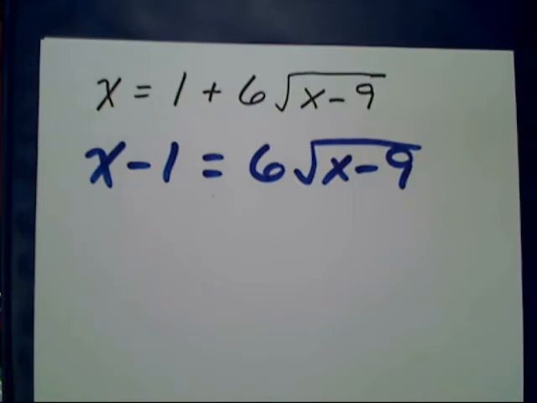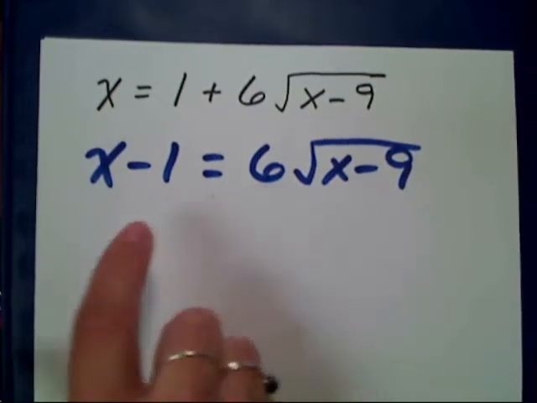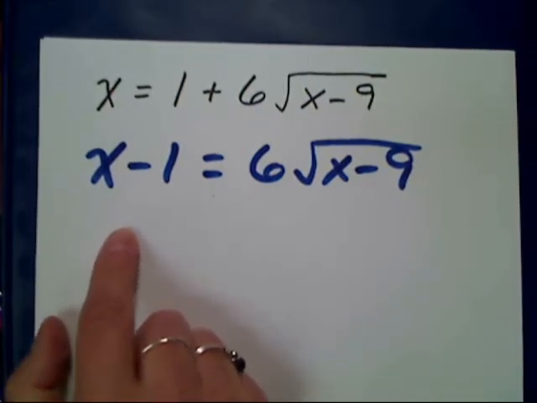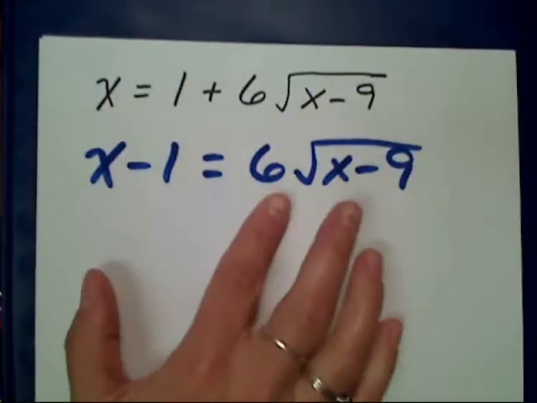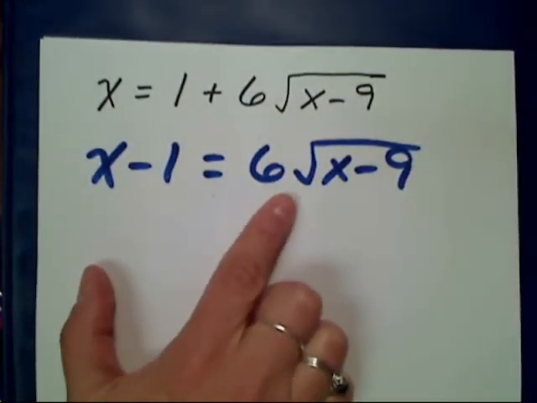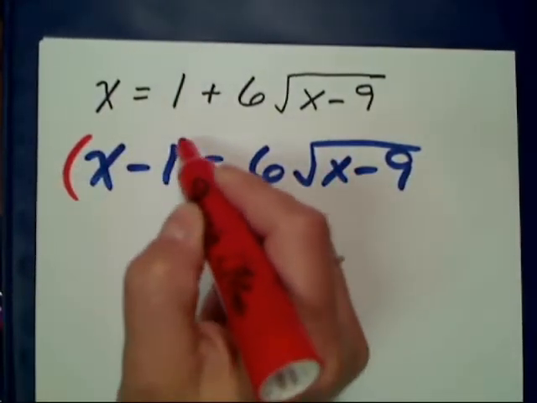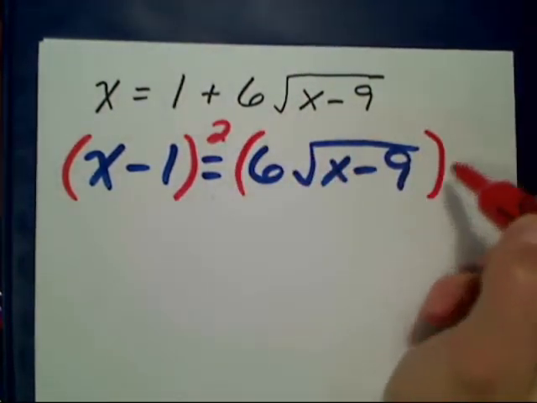Now technically, to get my radical isolated, the next thing I would have to do is divide by 6. But then I have to divide this whole thing by 6, which is going to make an ugly fraction, and I don't really like fractions. So I'm not going to do that. I'm going to hold it there, but I need to remember that it's 6 times that quantity. I'm going to go to my next step, which is to square both sides. I'm squaring this whole side, and I'm squaring this whole side.